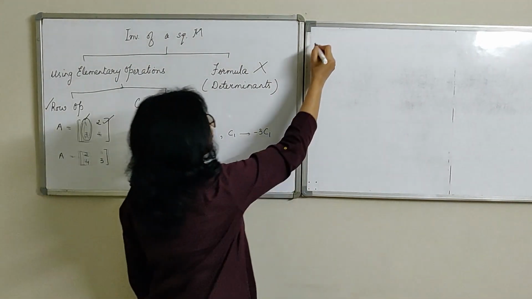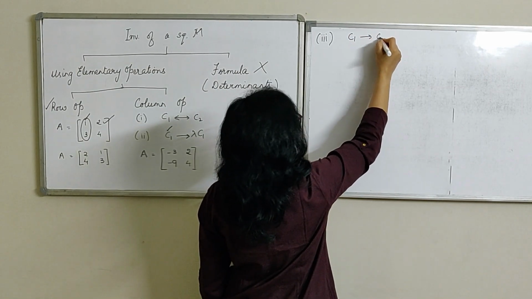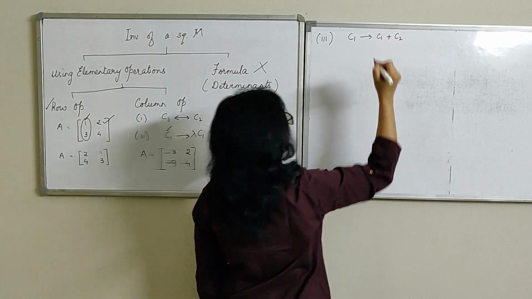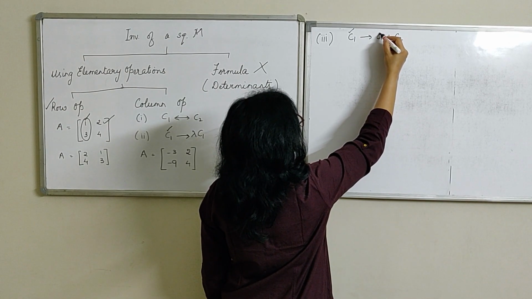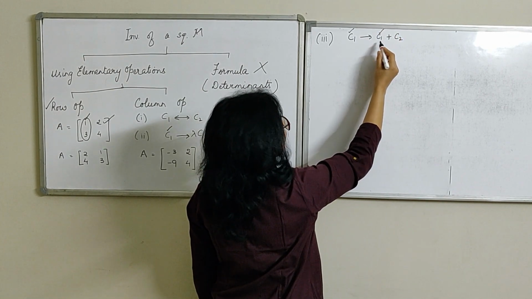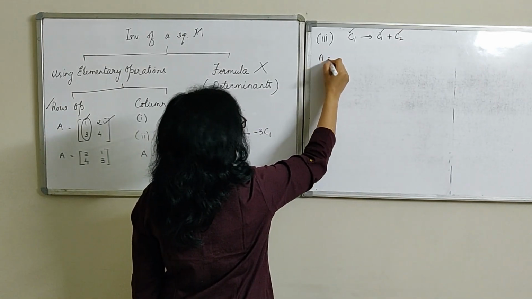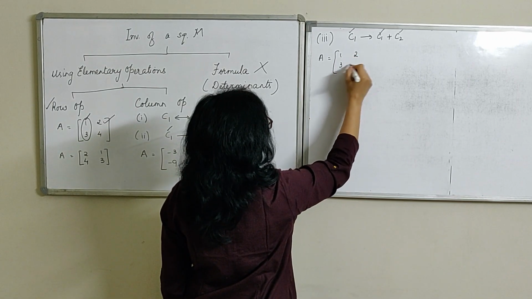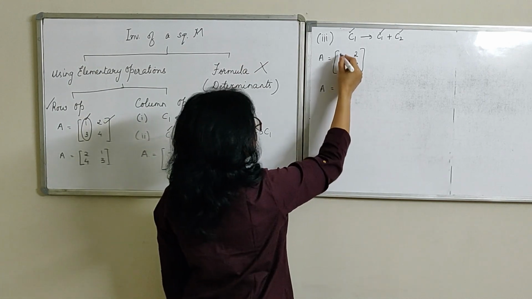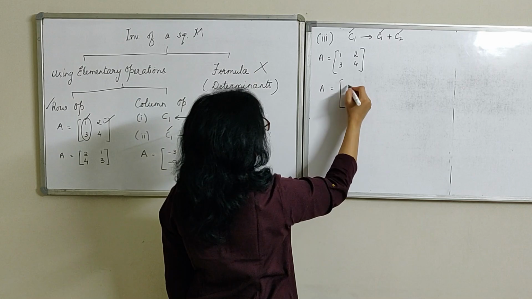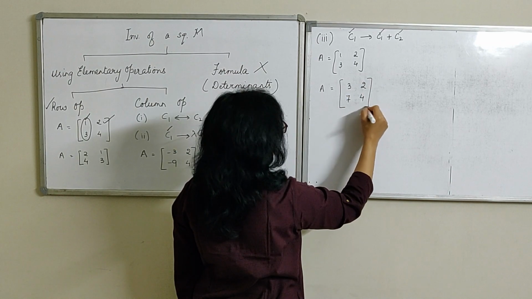The third operation, changes in column 1 can be made this way. This is the new column C1 which is obtained by adding to the elements of initial column C1 corresponding elements of C2. So the matrix A that we considered initially was this. After performing this column operation, the column C1 will change. Elements are 1 plus 2, 3, 3 plus 4, 7. The second column does not change at all.